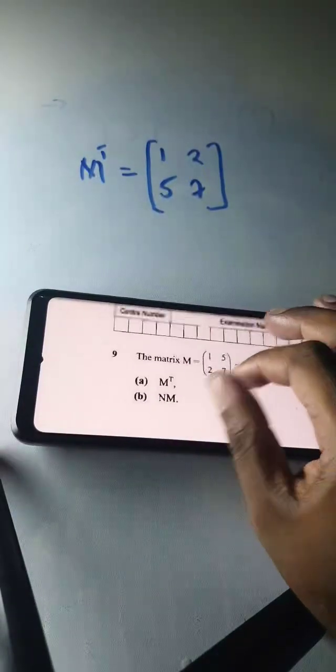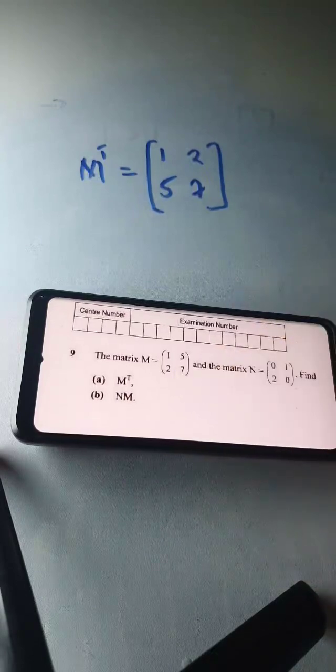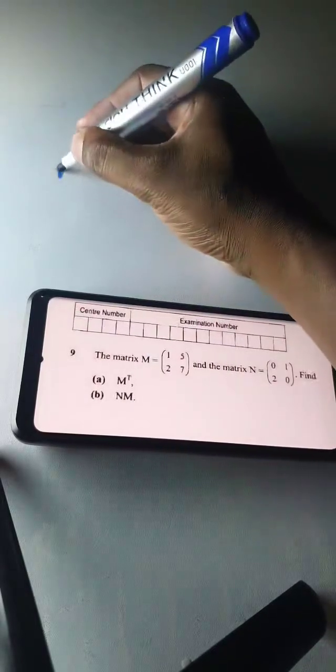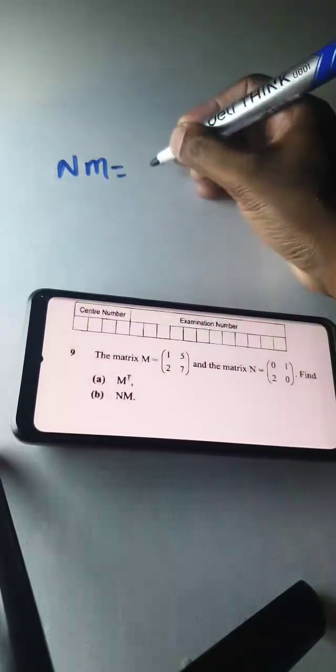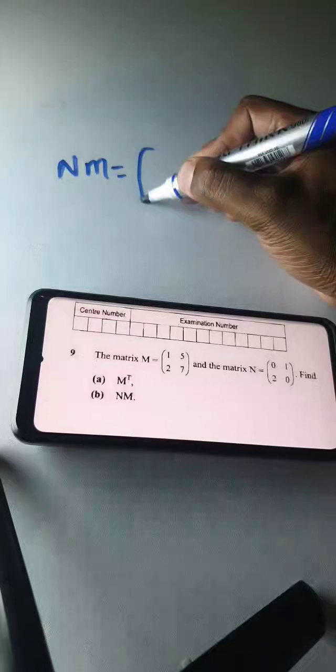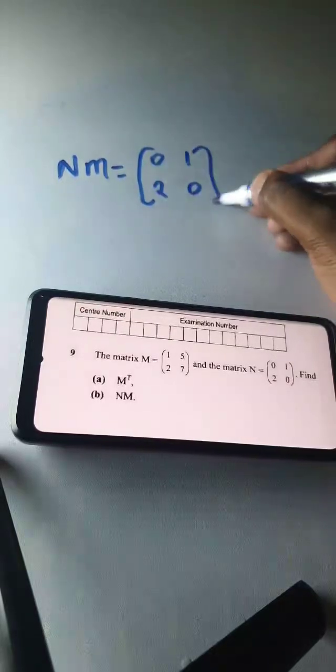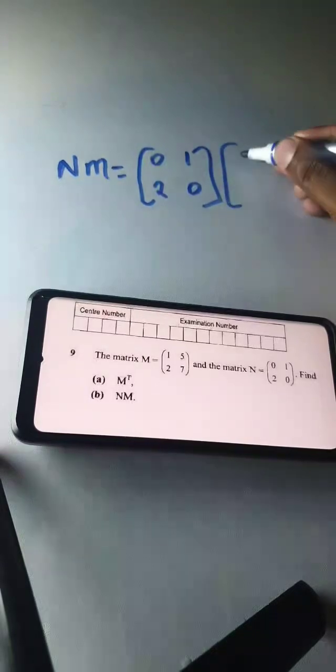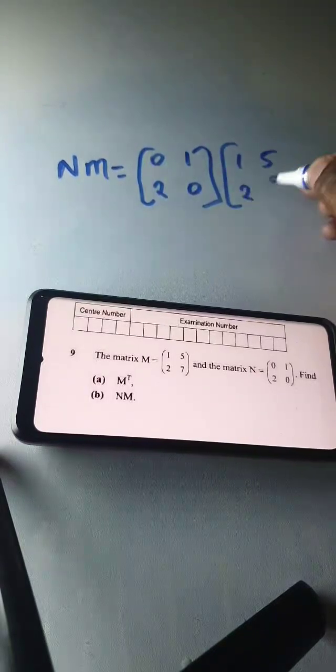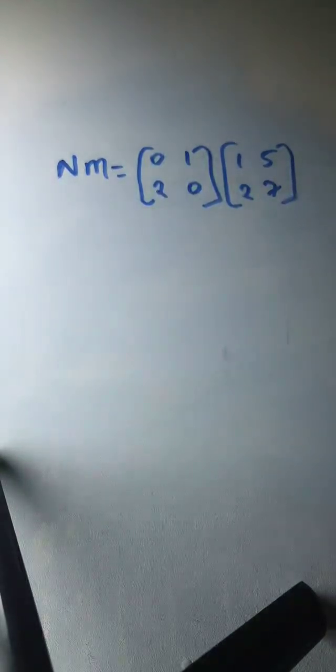The next one, now we need to find the product of these two matrices, but we follow the order of the letters. So we have N, M. So we'll start with N. Matrix N is 0, 1, 2, 0. Matrix M is 1, 5, 2, 7. Okay, now let's work it out.